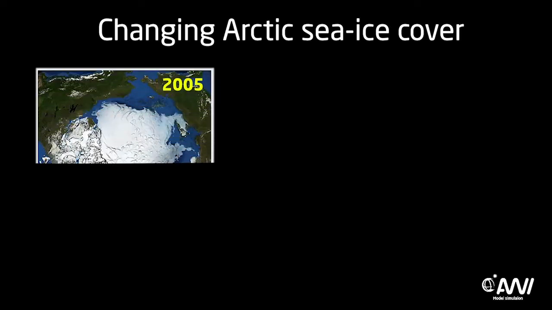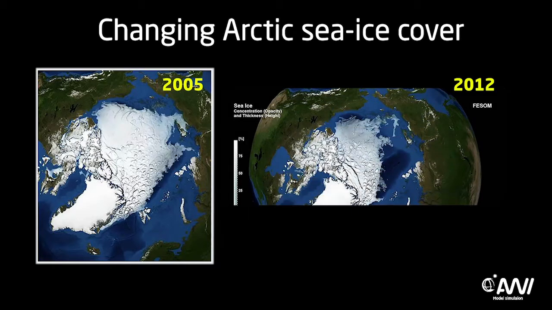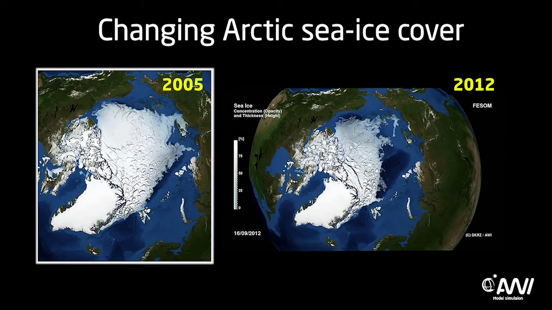The climate crisis has caused the Arctic sea ice cover to change dramatically. If we compare the sea ice extent in 2005, 15 years ago, with the most recent minimum in 2012, we see that about half the extent of the Arctic sea ice has disappeared. And this has big consequences for the physics, the chemistry and the biochemistry of the Arctic Ocean. But it also has big consequences for the animals that live there.